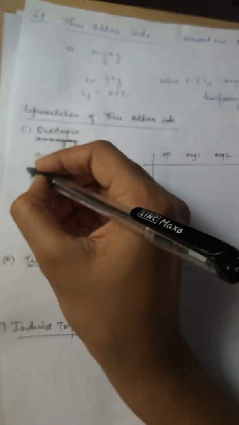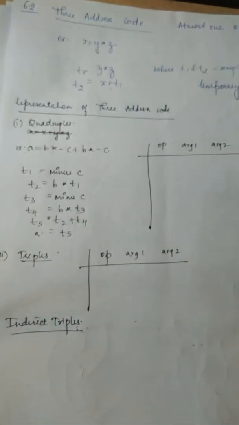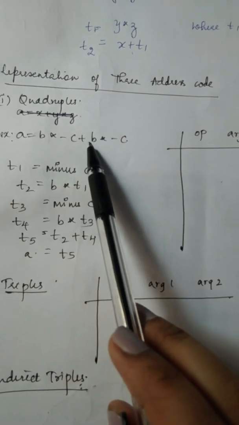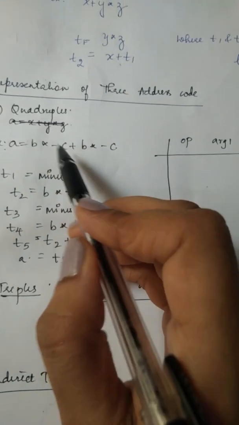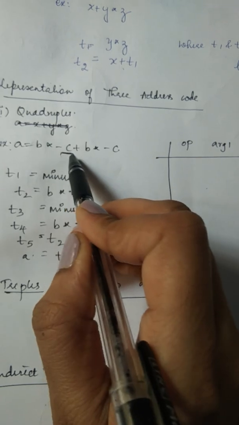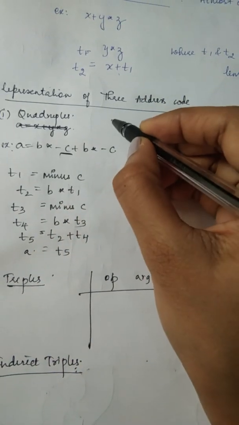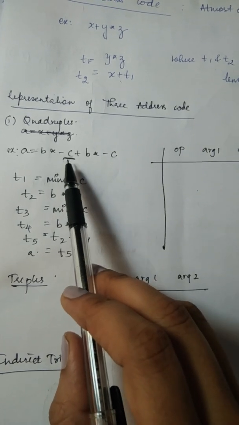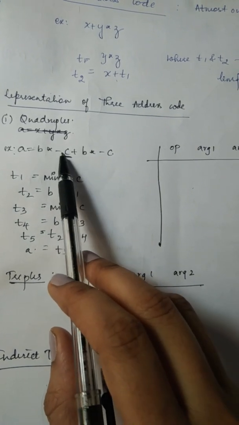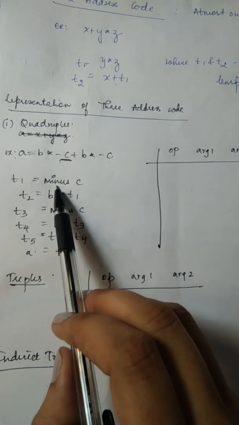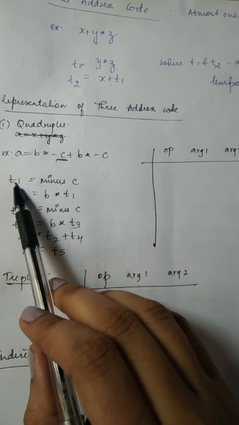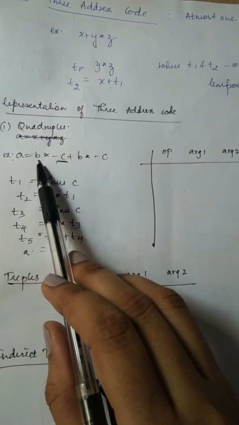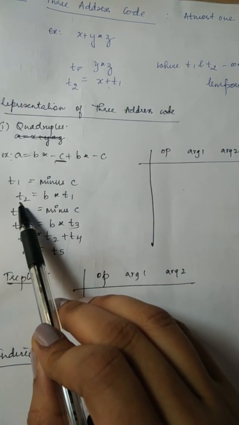I have taken an example here, which is a equal to b into minus c plus b into minus c. What you can see here is minus c, which is a unary operator. Unary operators are always given the precedence first. So we have written it like this: minus c is stored in a temporary variable t1, then this is multiplied with b, and it is stored in t2.